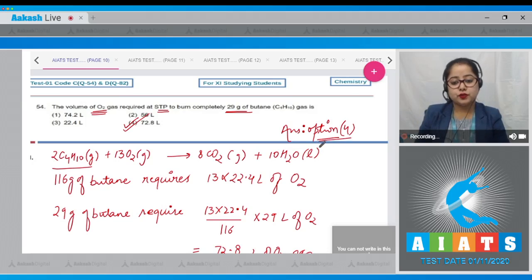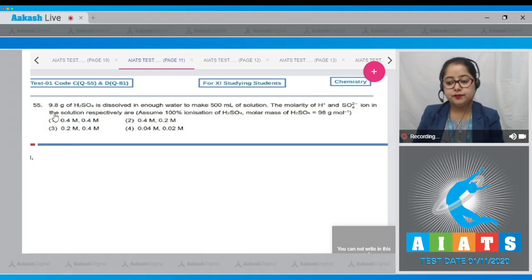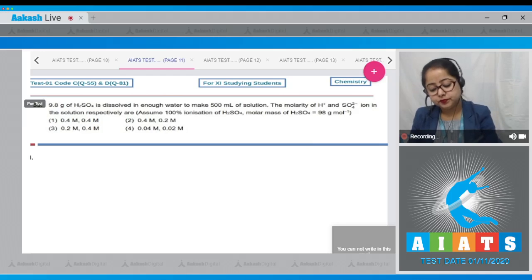Moving to next question, students, which is question number 55. Let's read the question. 9.8 gram of H2SO4 is dissolved in enough water to make 500 ml of solution. The molarity of H plus and SO4 2 minus ion in the solution respectively are. Assume 100% ionization of H2SO4 and the molar mass of H2SO4 is already given, which is 98 gram per mole.